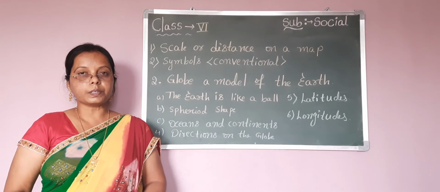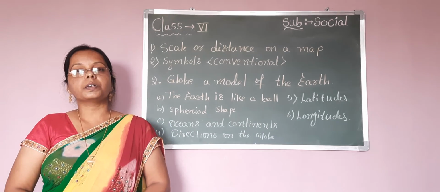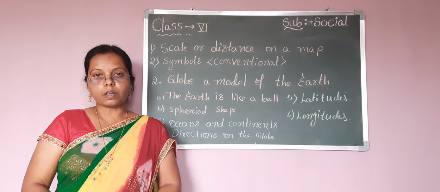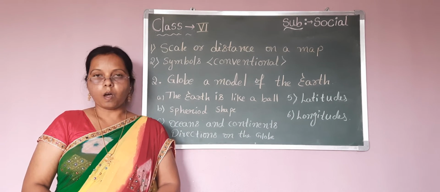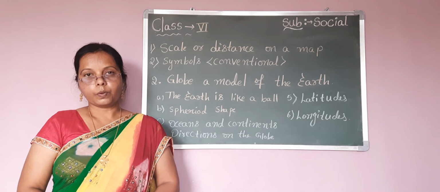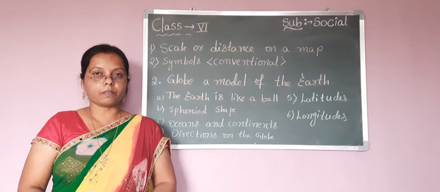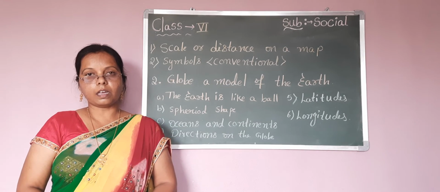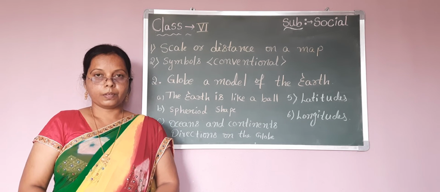What is latitude? Latitude is an imaginary, horizontal line drawn on the globe. How many latitudes do we have? We have 181 latitudes. The biggest latitude is the equator.